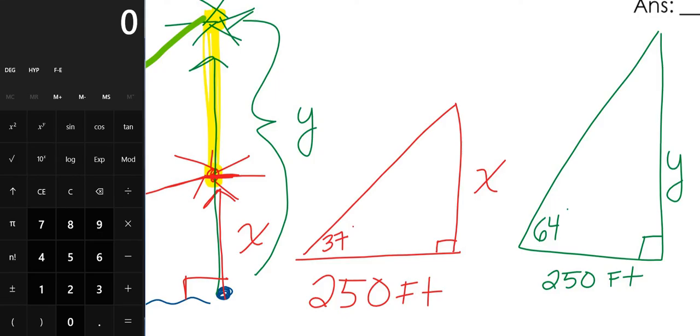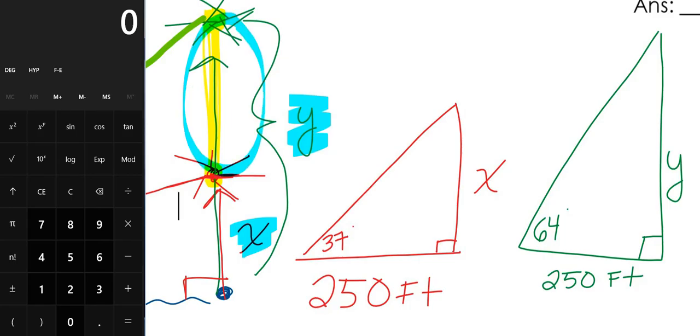So here's my game plan. Let's solve for x. Let's solve for y. And then if we subtract, we'll figure out what's left right here. So that's our game plan.